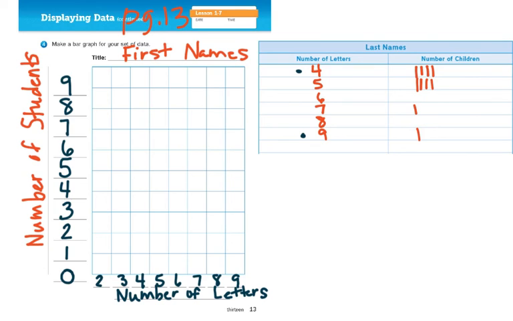So let's start with the first one. 4 letters. There were 4 students. So I'm going to start with 4. Nobody had 2 letters. Nobody had 3 letters. So I'm going to move all the way over to 4 and shade in up to the 4. So this indicates there were 4 students that had 4 letters in their first name.